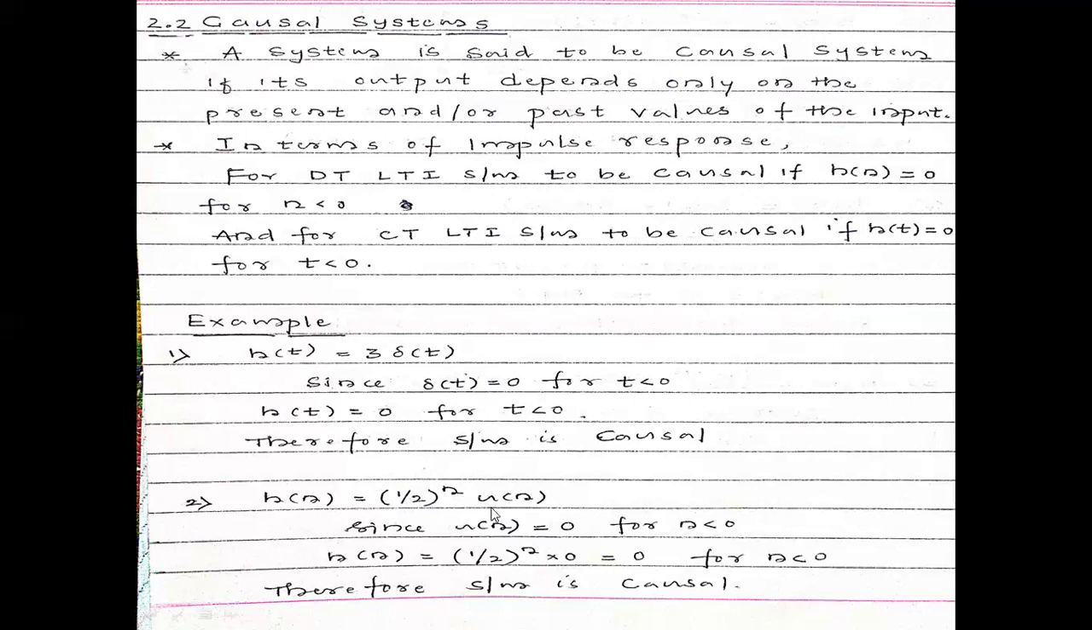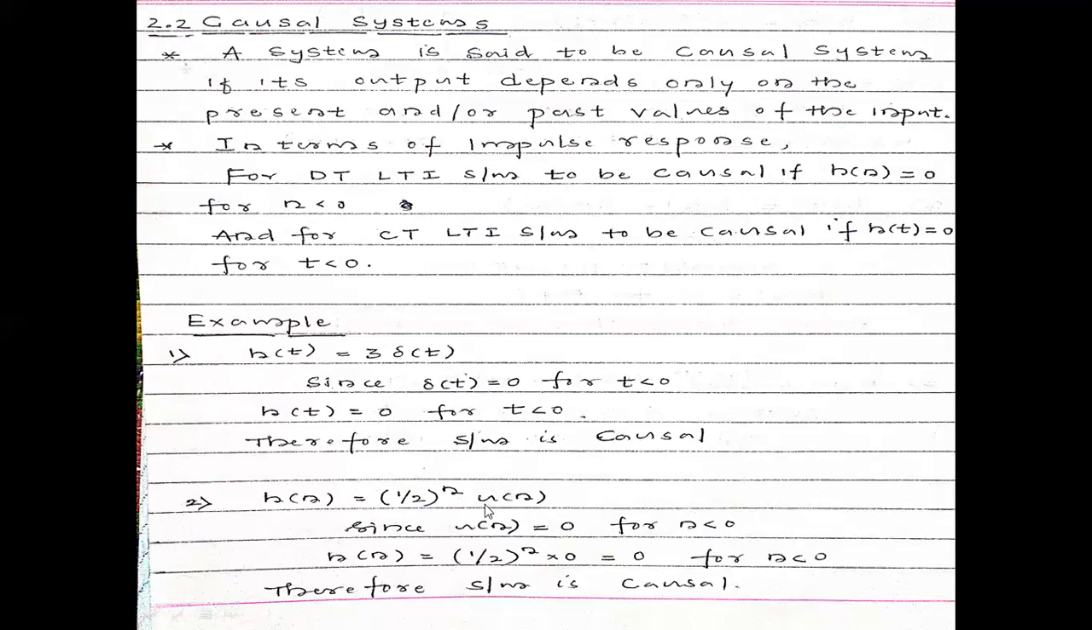And in the second example, it is a discrete impulse response h of n, which is 1 by 2 raised to n times u of n. And again, look at this u of n, the discrete unit step function. This u of n is equal to 0 for n less than 0, because u of n is defined only for positive values of n, that is 0 to infinity. For negative values of n, u of n is equal to 0.